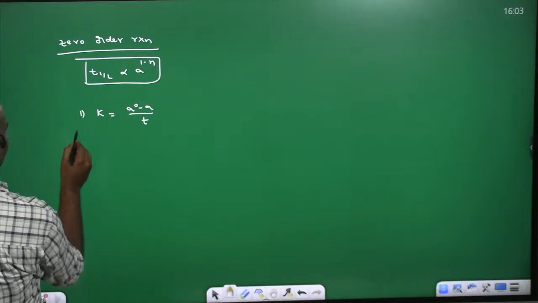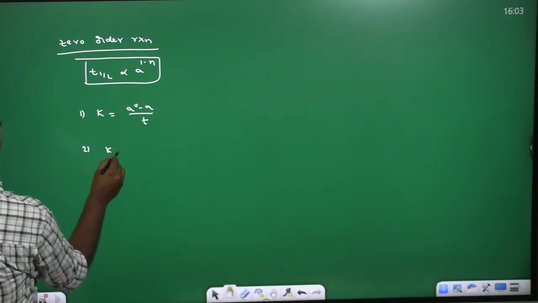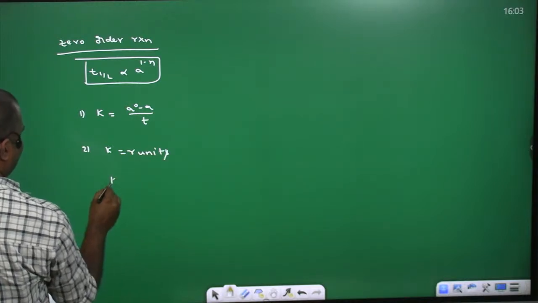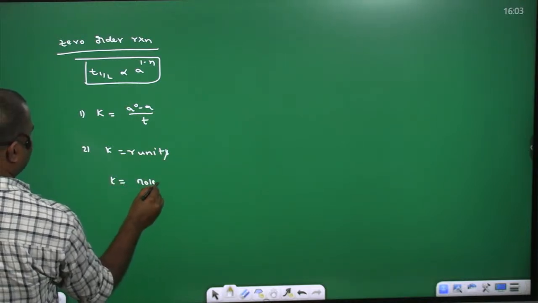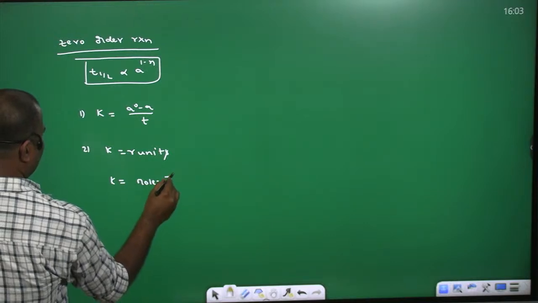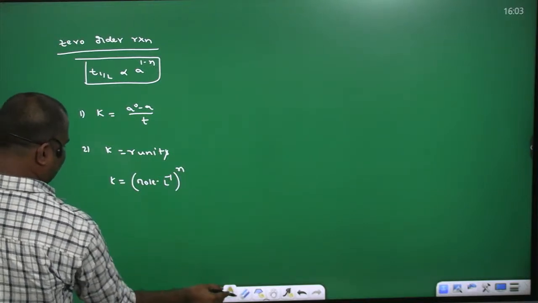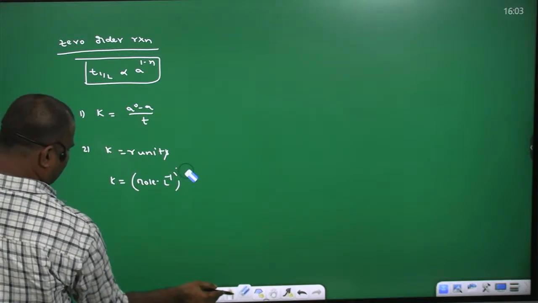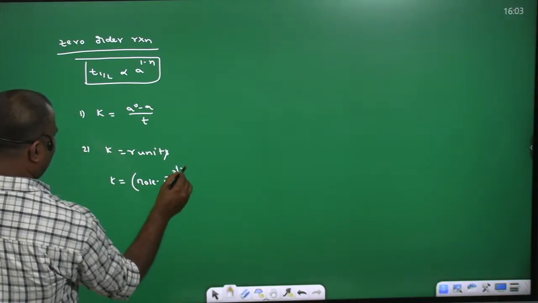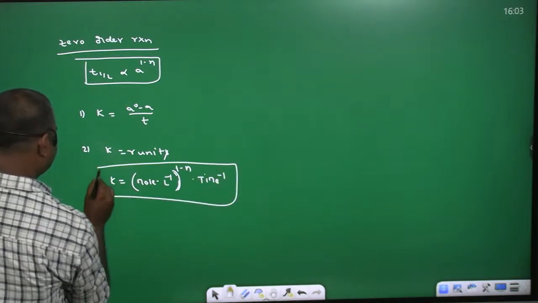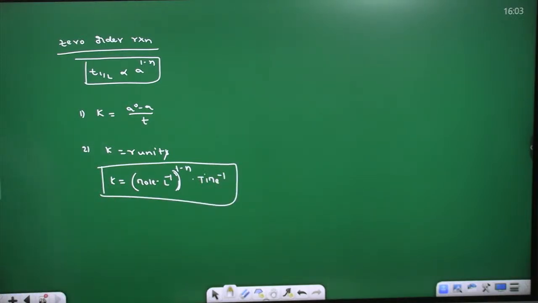Rate constant K units equal to R units. Because rate constant equal to moles per liter to the power 1 minus n, time inverse. This is the rate constant units. As n equal to 0, rate constant units and rate units both are the same.